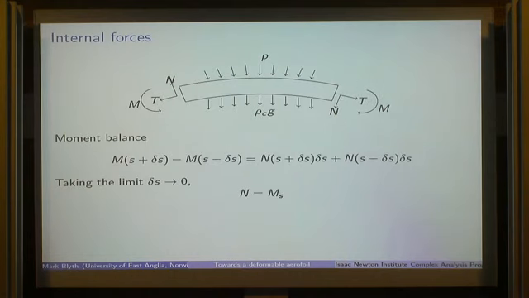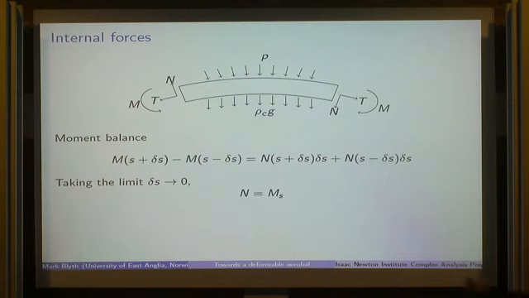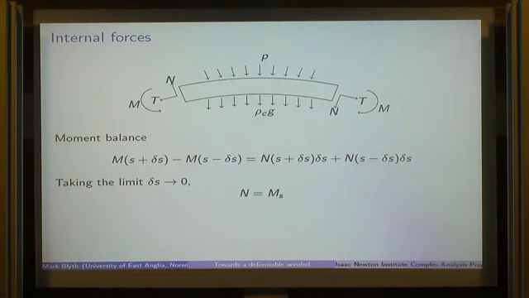Do something similar for the moments. Look at the balance of moments. We've got the moments and the ends on the left-hand side of that equation, and then the moment generated by the out-of-plane force, capital N, on either side. Take the limit as ds goes to 0, and you get that result, that N is dM by ds. This is all pretty standard stuff so far. So this is in Flaherty's paper, for example.